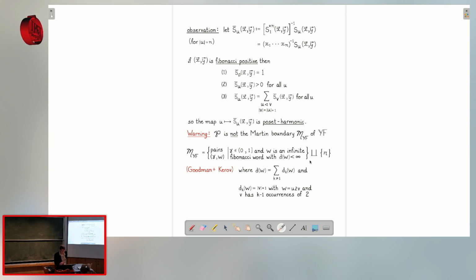Sorry, this should be inverse; it should be a -1 here. So the sum of the reciprocals of these d_k should be convergent. So we have all pairs like this plus an extra point, which corresponds to the Plancherel measure, to this function that sends a word w to the dimension of w divided by |w|.